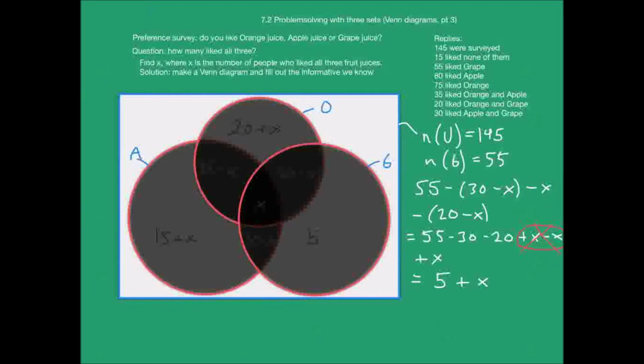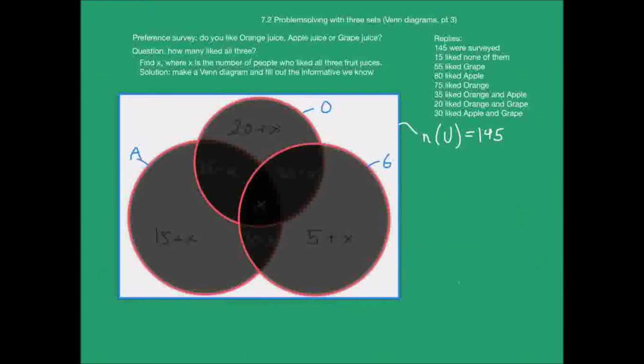So 5 plus x. So the final puzzle here is to solve all of this for x. So we want to find out what x is, this number, right? So we have x's all around here, but that's okay because we only have one unknown, so we can solve this. And we know something useful here. We know that the number of elements in the universal set is 145, so we know that all of this is 145.